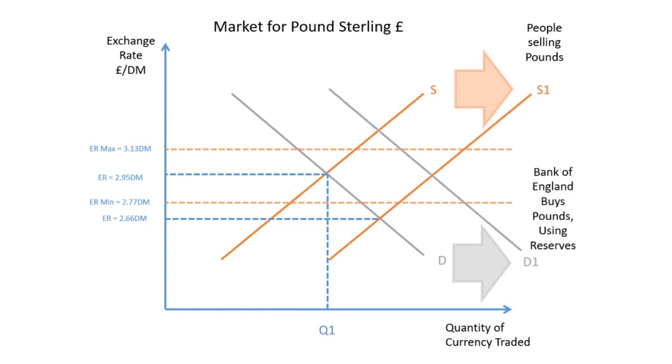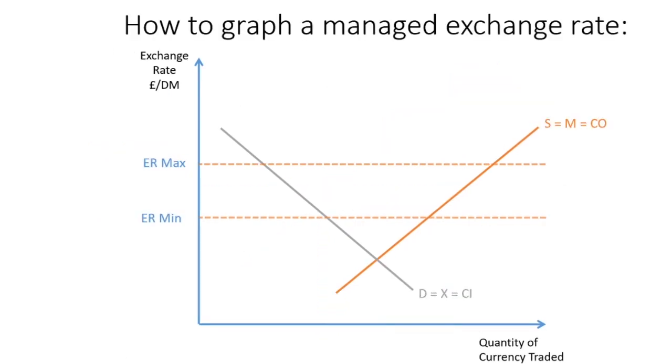They would do this using their foreign currency reserves. The Bank of England would have to directly step in, buying pounds off foreign exchange markets using their reserves in order to push the currency back up to the price at which it is pegged against within those horizontal bands. So this is the diagram for how to graph a managed exchange rate.